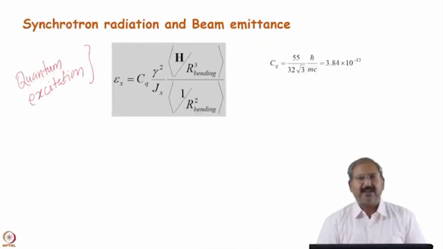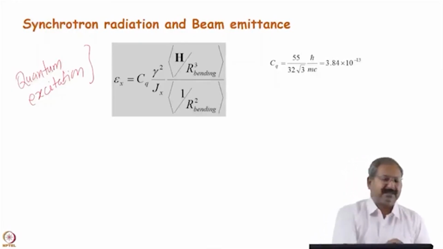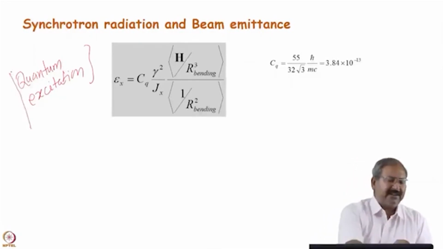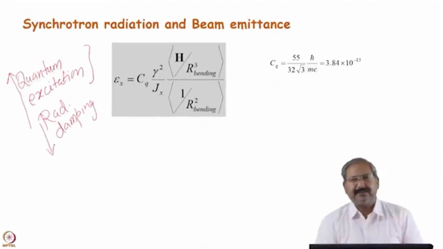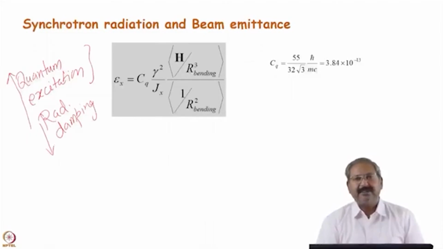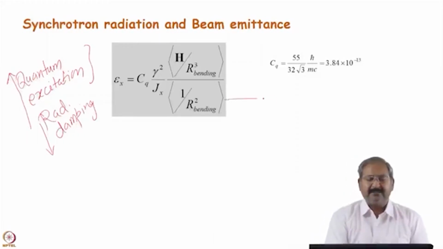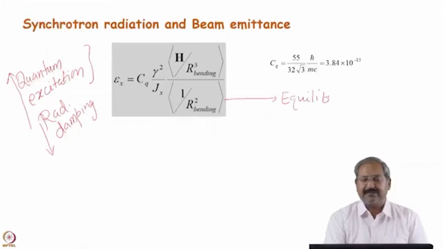So overall amplitude of betatron and synchrotron oscillation will increase. So quantum excitation will increase the emittance and radiation damping will decrease the emittance. And at a particular value of emittance, these will be balanced. So that is the equilibrium emittance of the machine. So this is the equilibrium emittance. This formulation shows you the equilibrium emittance.